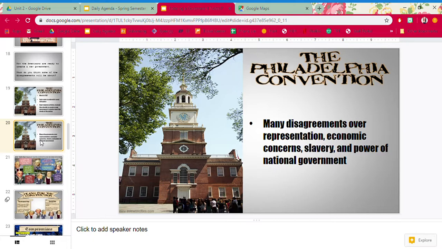So here are some of the things they're going to disagree about. Representation, I mentioned that. Economic concerns, so concerns with printing all this money. Slavery, of course, is going to be a hot topic. And how much power do we give our government without it being too powerful and abusing our rights?